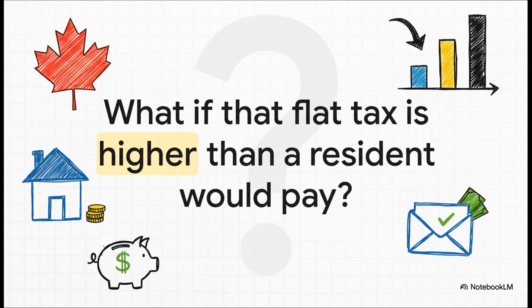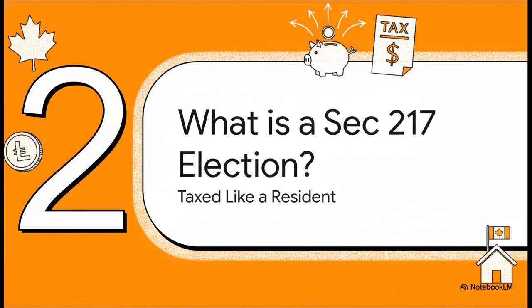That flat tax can sometimes be way higher than what a Canadian resident with the exact same income would pay. Think about it. Imagine your future client is a retiree living abroad with just a small Canadian pension. That flat withholding rate could take a huge chunk out of their income. This is the exact scenario that Section 217 was designed to address. So how do we fix this unfairness?